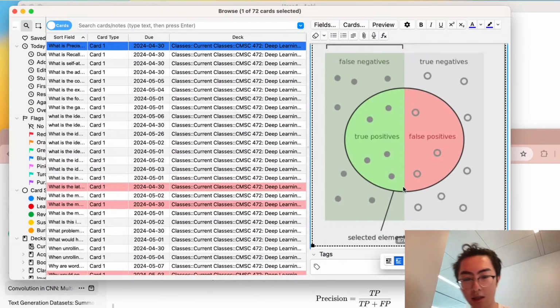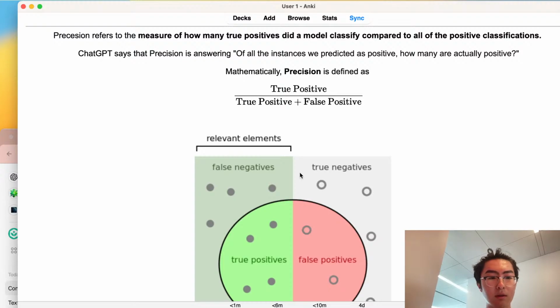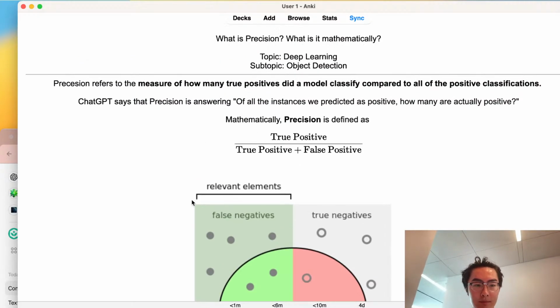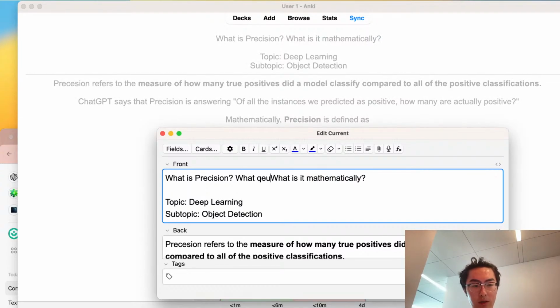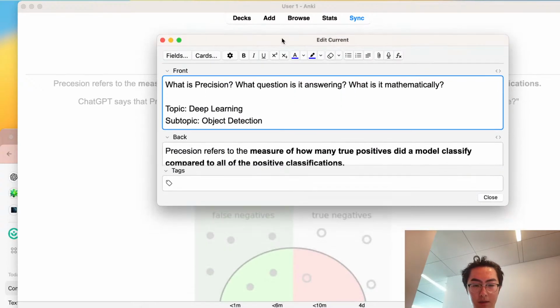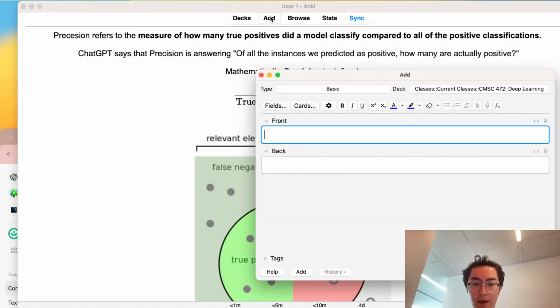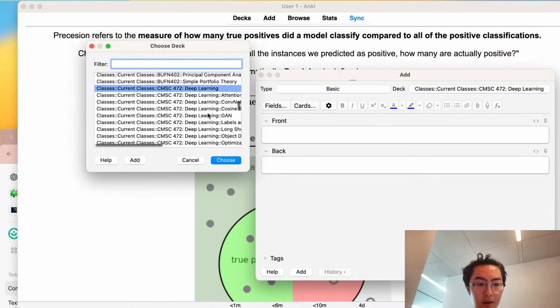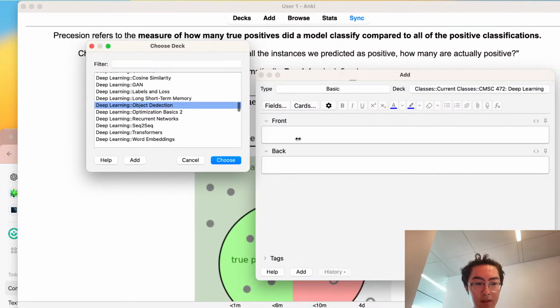Selected elements, true positives, false positives. So this is the, oops. What is precision? What question is it answering? What is it mathematically? Okay. I'm going to also add something here. Put this in object detection.